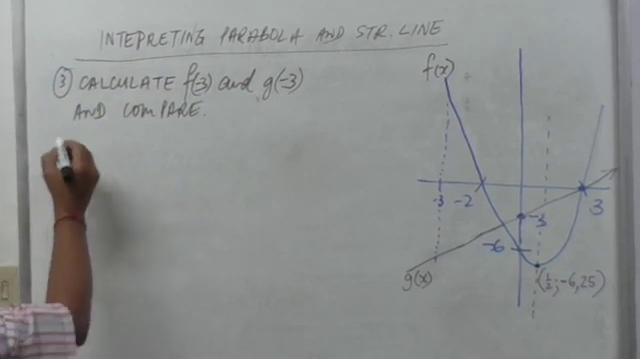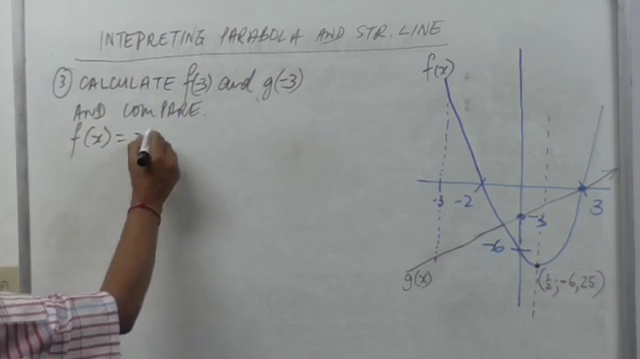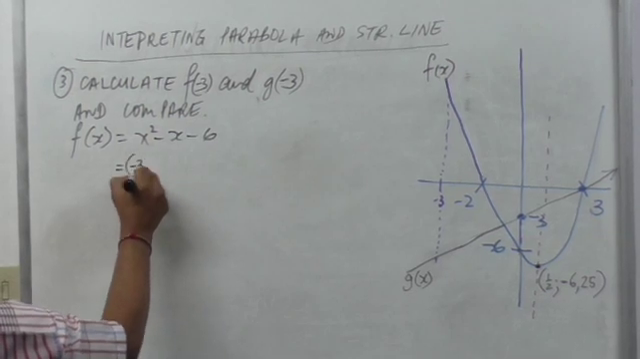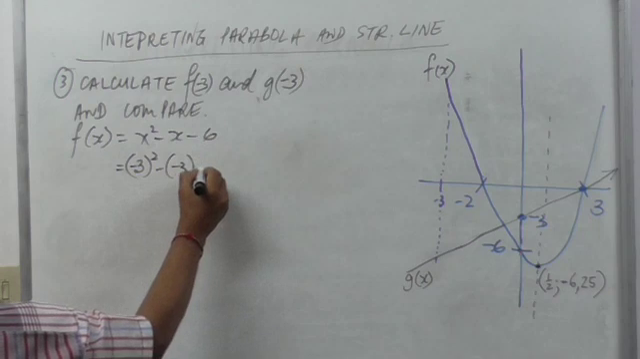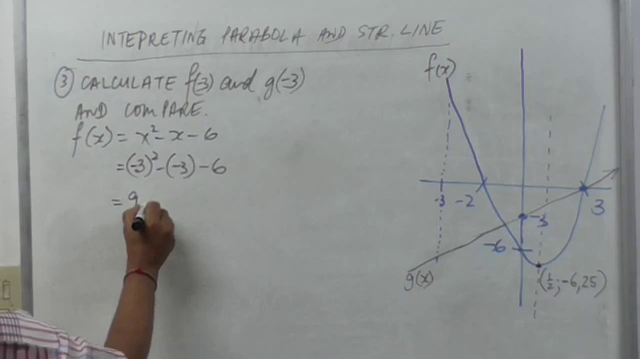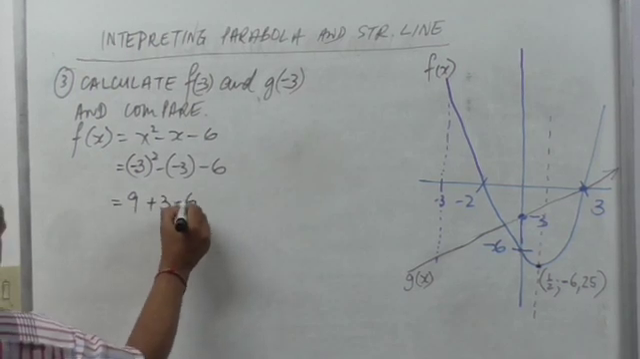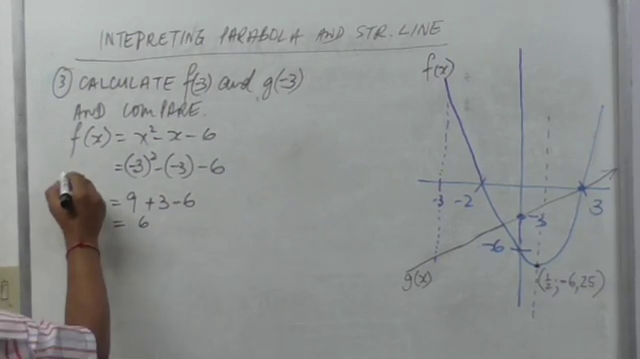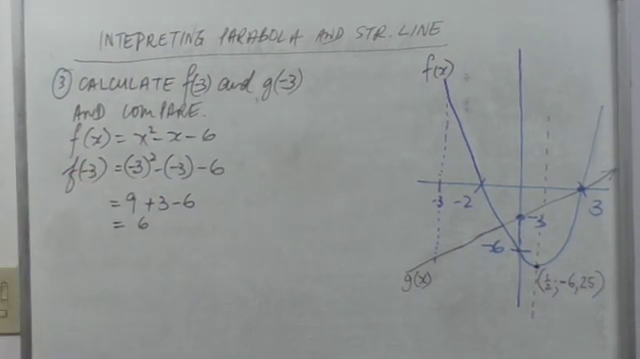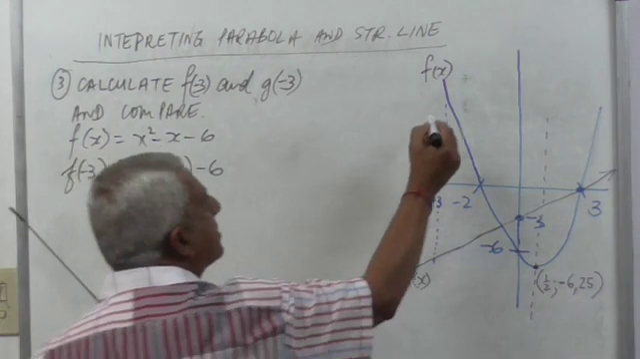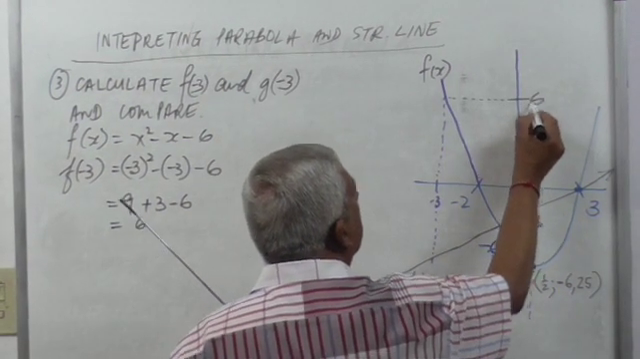Well, firstly, f of x is equal to x squared minus x minus 6. So that will become negative 3 squared, negative into negative 3, negative 6. That will give you 9 plus 3 minus 6, which gives you a final answer of 6. So sorry, this is f of minus 3. So f of minus 3 is 6. If you go on the diagram, f of minus 3 is equal to 6.